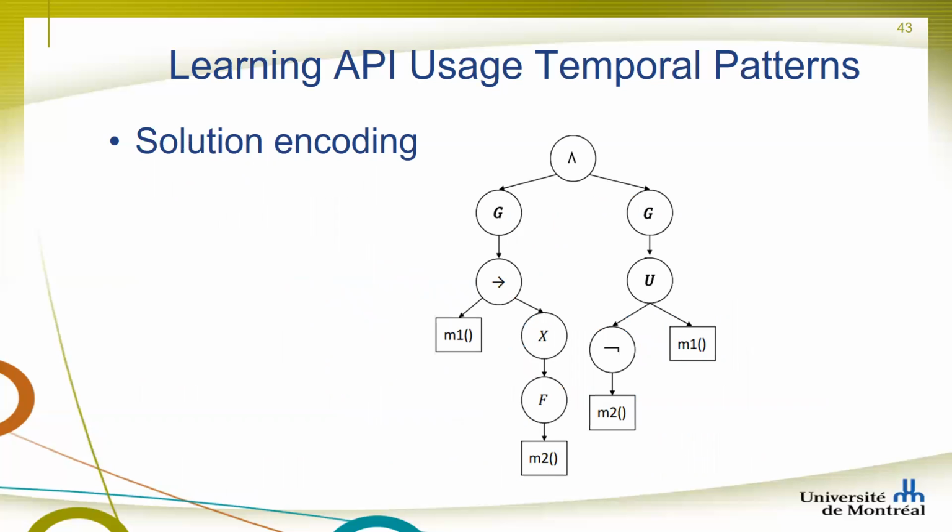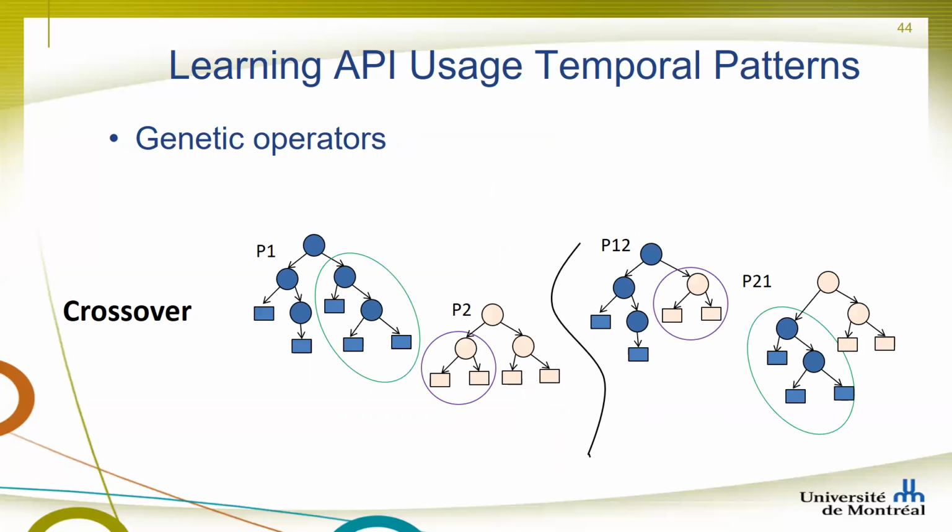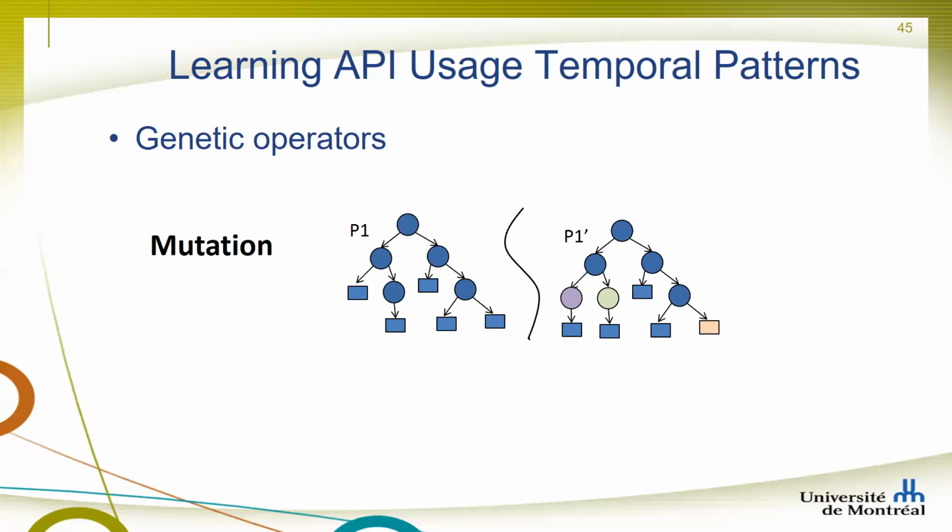So for solution encoding, an LTL formula is a tree. The leaves are the methods that are called, the IDs of the methods that are called, and we have temporal operators, or classical logic operators like and or implies. For genetic operators, since these are trees, we can recombine subtrees between formulas. And for the mutation, we can change a method that is called. We can change temporal operators or logical operators, for example.